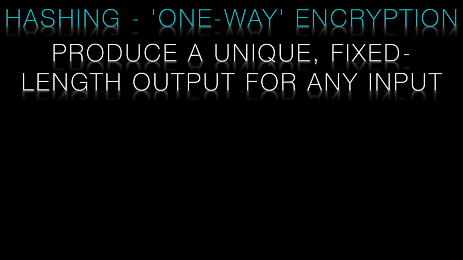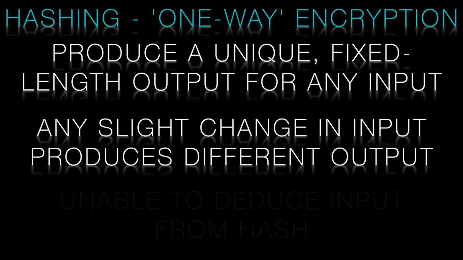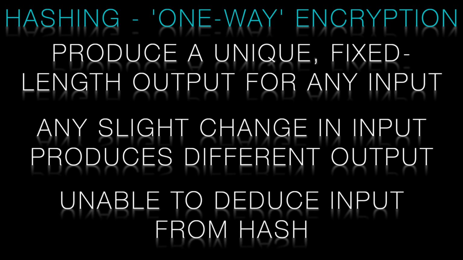It will take an input message of arbitrary length and produce a fixed length output. This output will be unique for a given input. No matter how many times you apply a hash function to identical input, you'll get the same output. But if you change the input message by only a tiny amount, you'll get a totally different output. And the one-wayness means that you can't deduce the input from the hash. The best you can do is guess an input and see if it creates that hash.